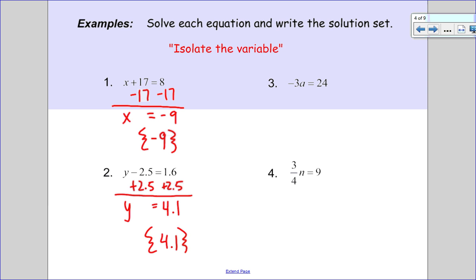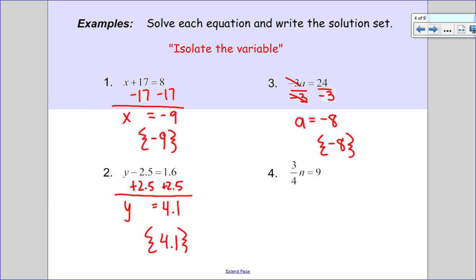In example 3, where -3 is being multiplied with a, in order to isolate our variable a, we must do the inverse of multiplication to isolate the variable, which is division. So we divide both sides of our equation by -3. When we do this, we see that -3 divided by -3 will cancel each other out, resulting in a equals -8. Here we see clearly that our solution will be -8.